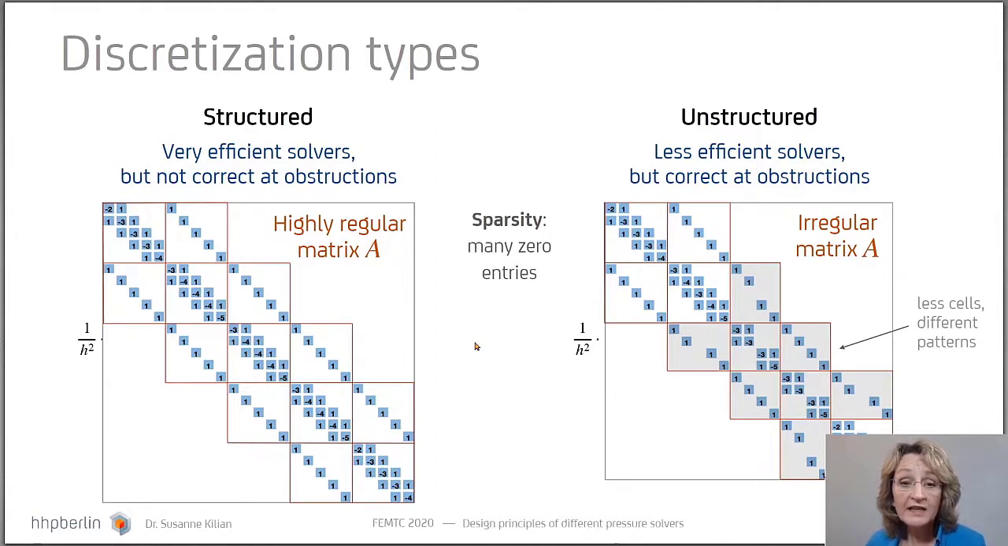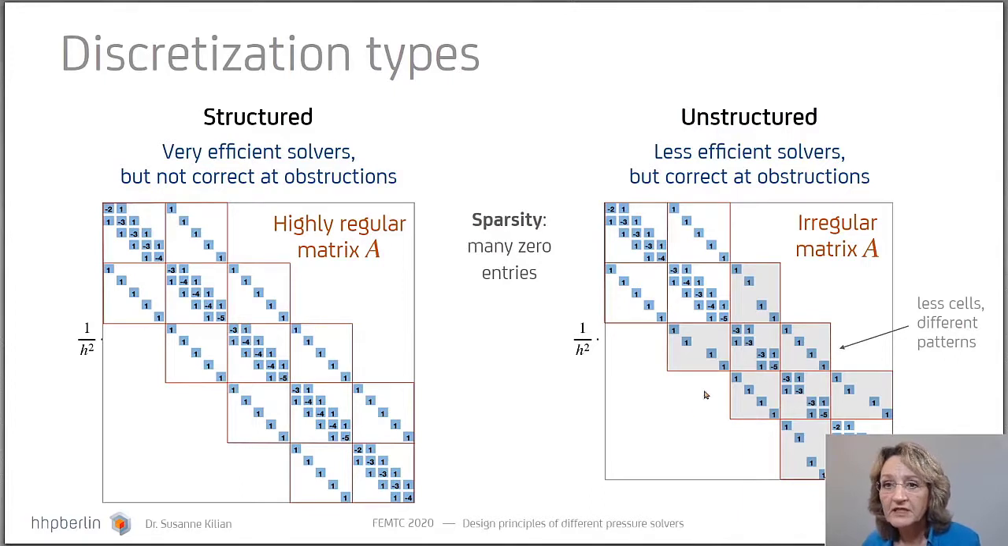If you now look at the resulting matrices, you will find that they look quite different. So here in the structured case, the matrix has the same structure everywhere and is completely regular. This has the great advantage that highly optimized solvers can be applied, which explicitly make use of these regular grid structures and which are extremely fast.